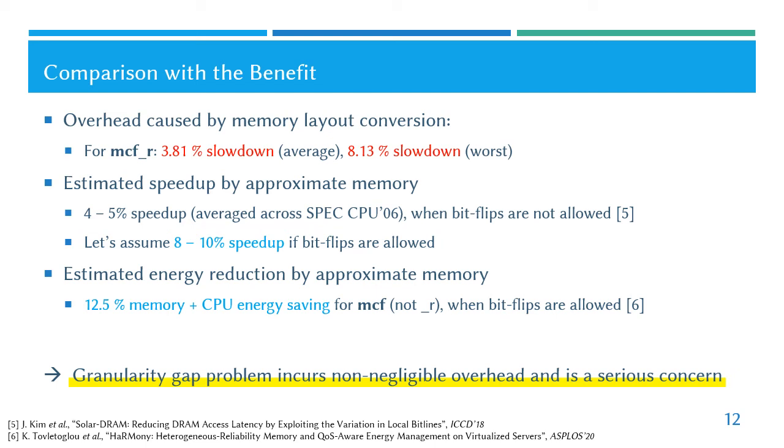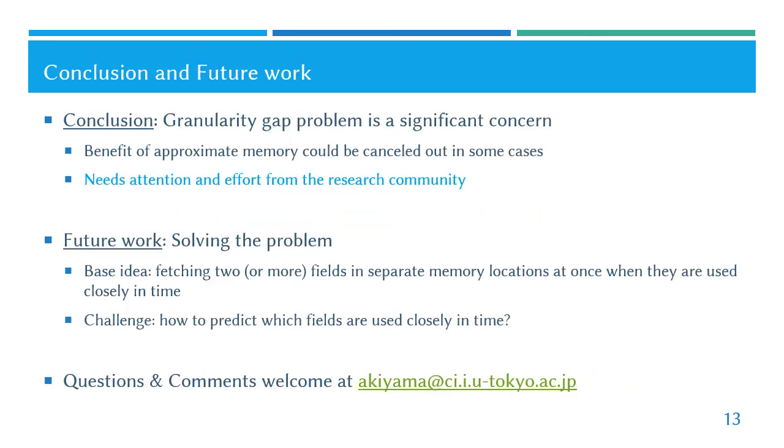So let's assume twice as much speedup, 8 to 10%, if we allow bit flips to be injected to the data. Another research estimated that the energy reduction given by approximate memories is about 12.5% for the overall energy, meaning that CPU and memory are all considered when bit flips are allowed. Comparing these numbers, we claim that the granularity gap problem incurs non-negligible overhead, and it is a serious concern in using approximate memory.